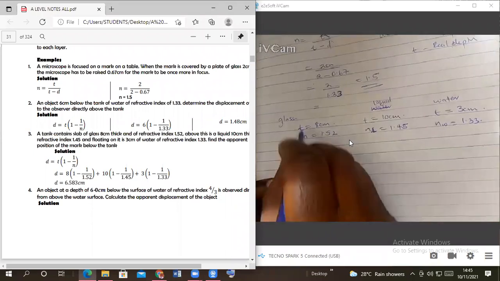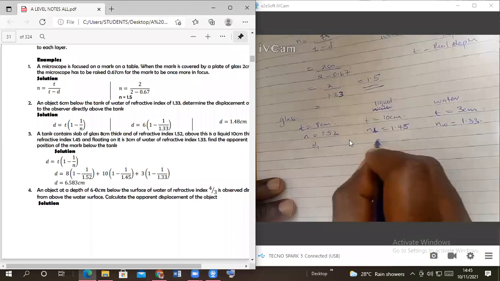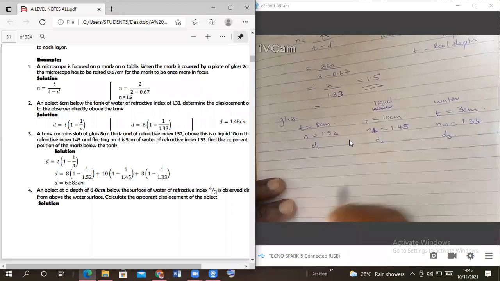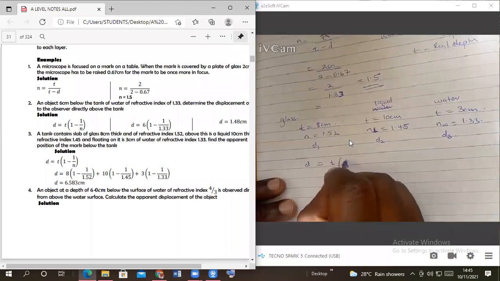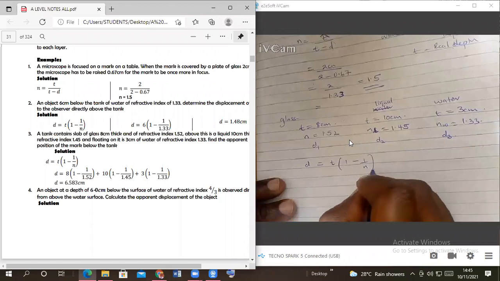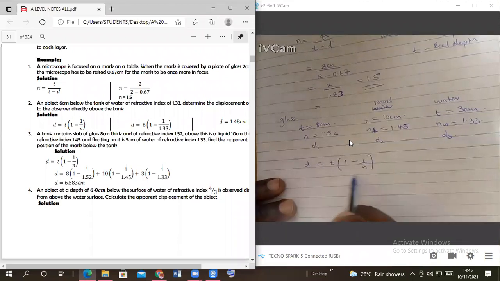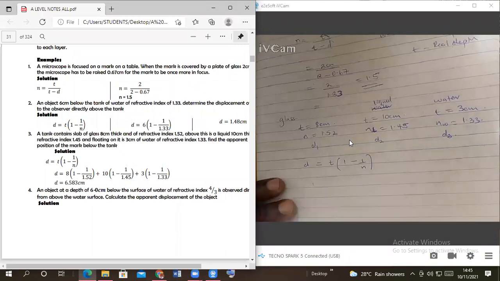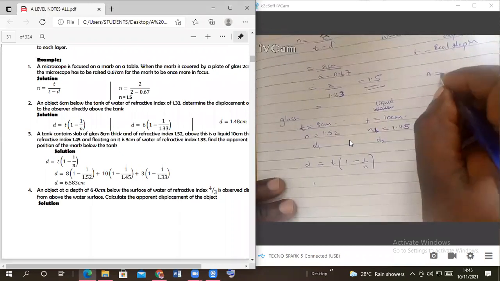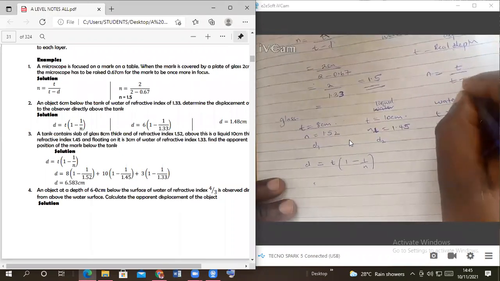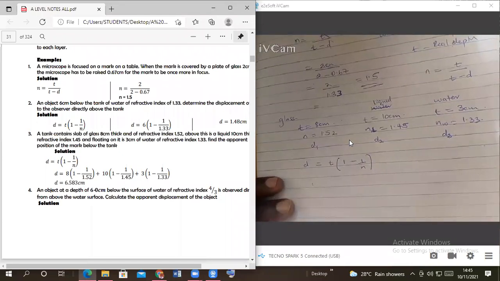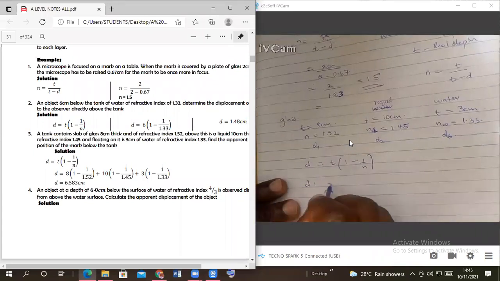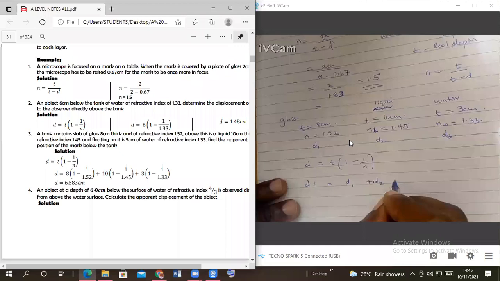So let us find the apparent position. I'll call this one D1, this one D2, and this one D3. So D is given by T into 1 minus 1 over N. I told you to derive this formula. This one is your homework. Go and practice how to derive this. How do you derive this? From the formula of N equals real depth over real depth minus D. That's P2 work which you have to do. So to get the total, we are going to get D1, plus D2, plus D3.